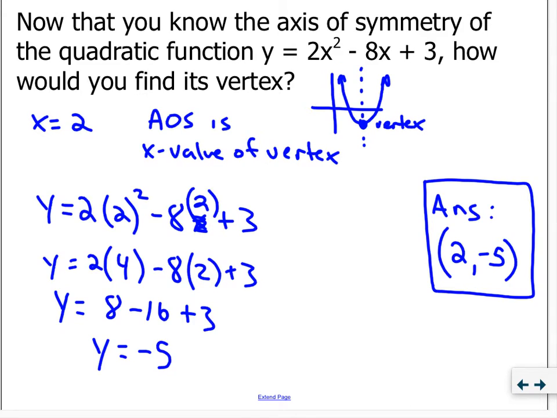So in order to find the vertex, take the axis of symmetry. Plug it in, plug it in.